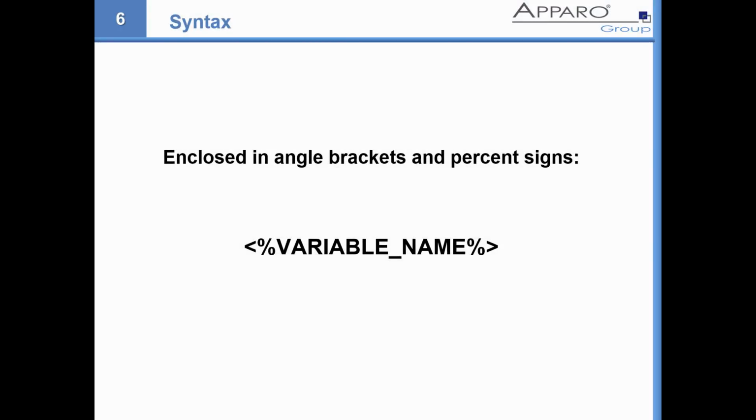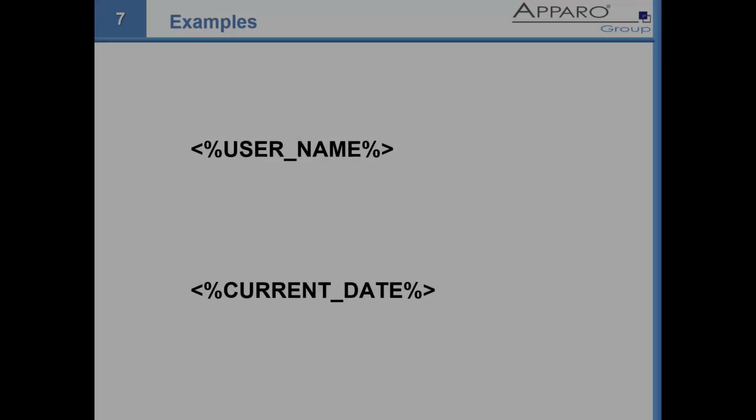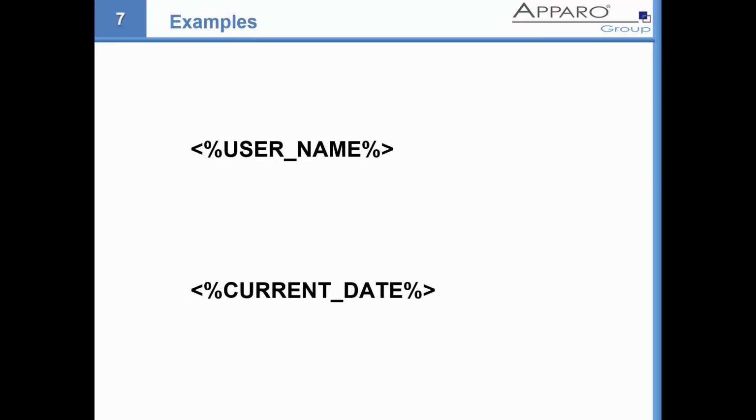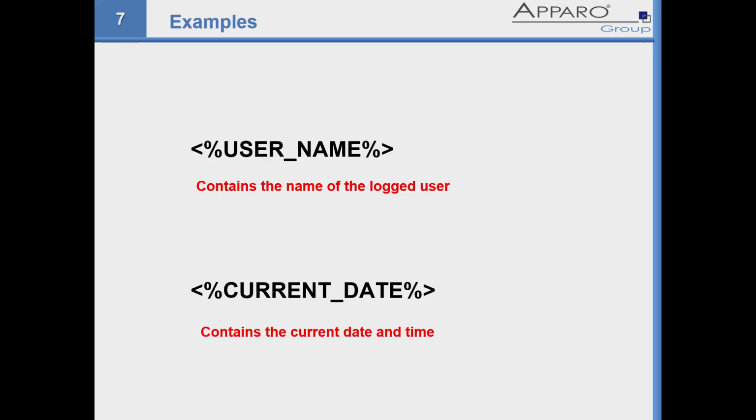How do I use variables? The name of a variable is always enclosed in angle brackets and % signs. Simple examples of variables are username, which contains the name of the currently logged on user, and current date, which contains the current date and time.